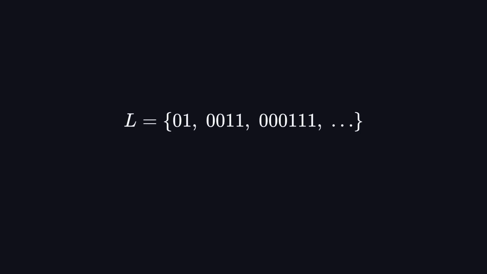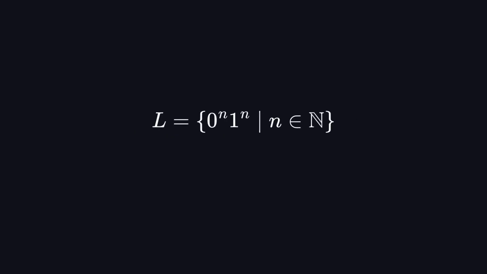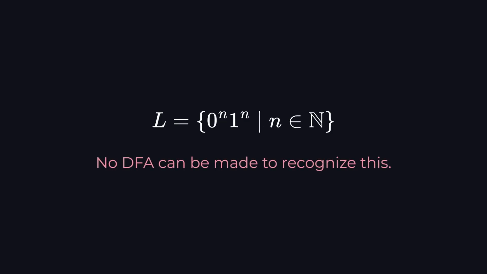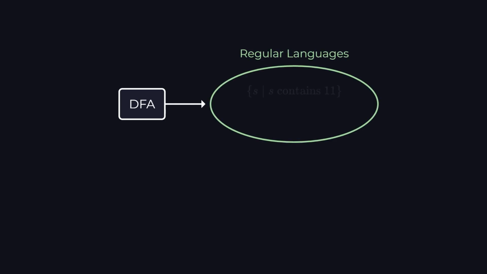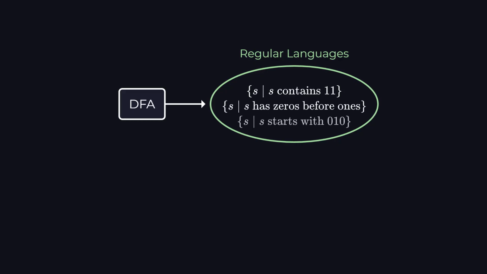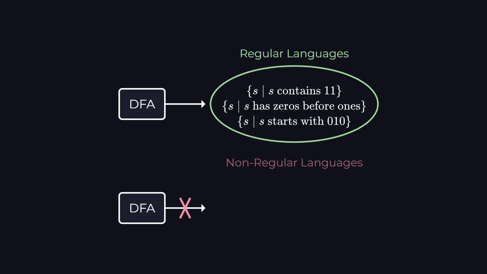Consider this language, for example, where there are an equal number of zeros before ones. Basically, 0 to the power n, 1 to the power n, where n is an integer. You can't build a DFA to recognize this language, because that would require the DFA to count how many zeros were seen, but it can't do that because it doesn't have a counter. In fact, if you can construct a DFA, the set of strings that it accepts, that is, its language, is called a regular language. Here are some examples of regular languages. And if for a language you cannot make a DFA, then those languages are called non-regular languages.